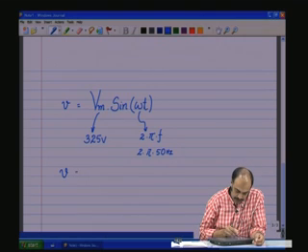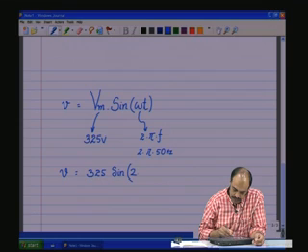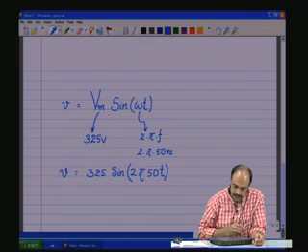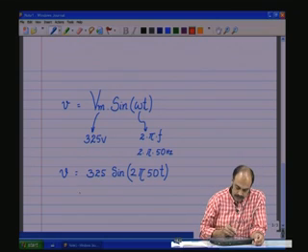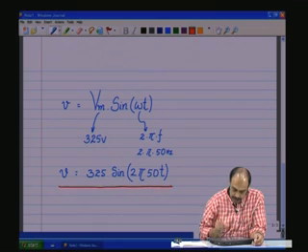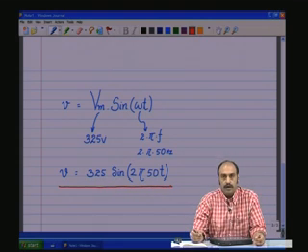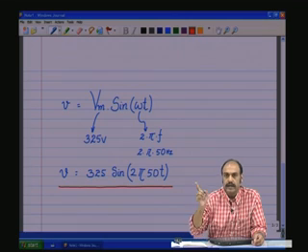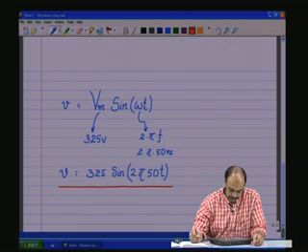So, we can write it as 325 sine 2 pi 50 t. So, this is the equation or the mathematical representation of the voltage waveform that you will get from the wall outlet. All the wall outlets in India.